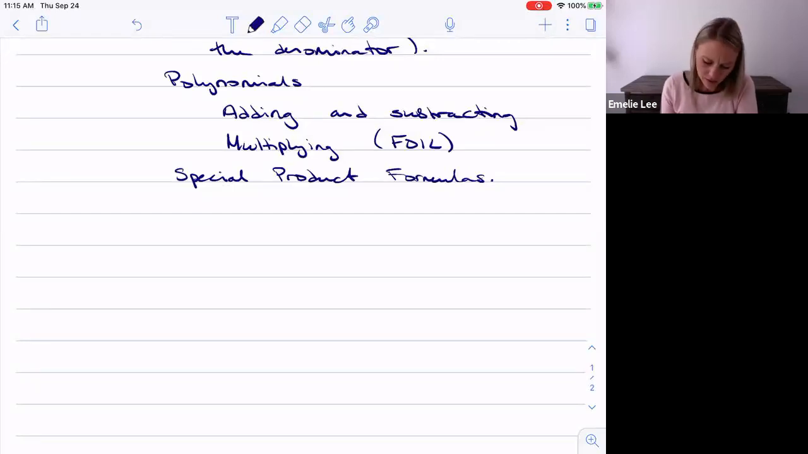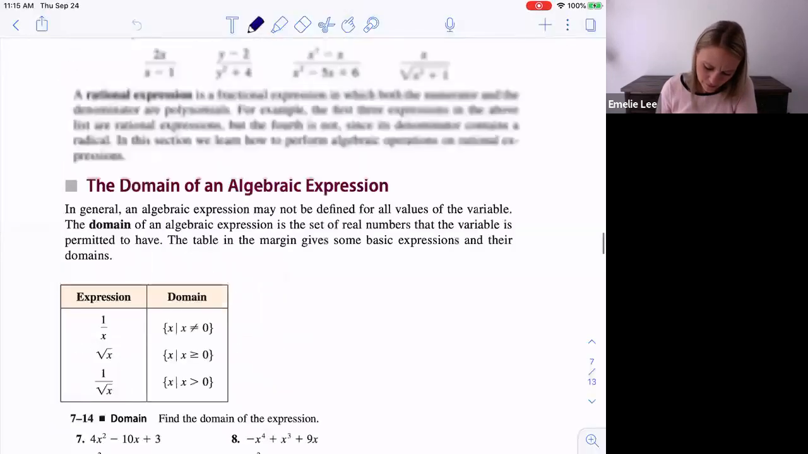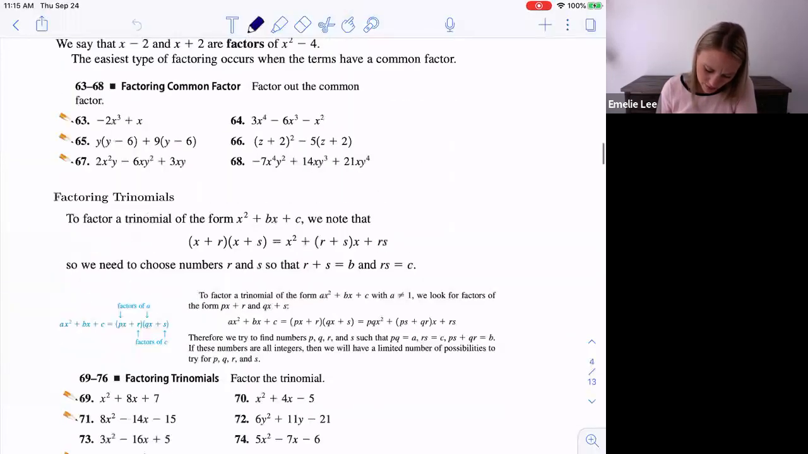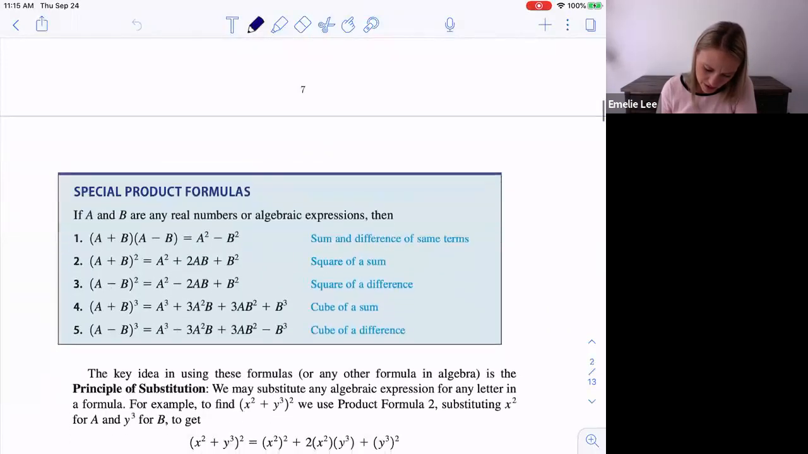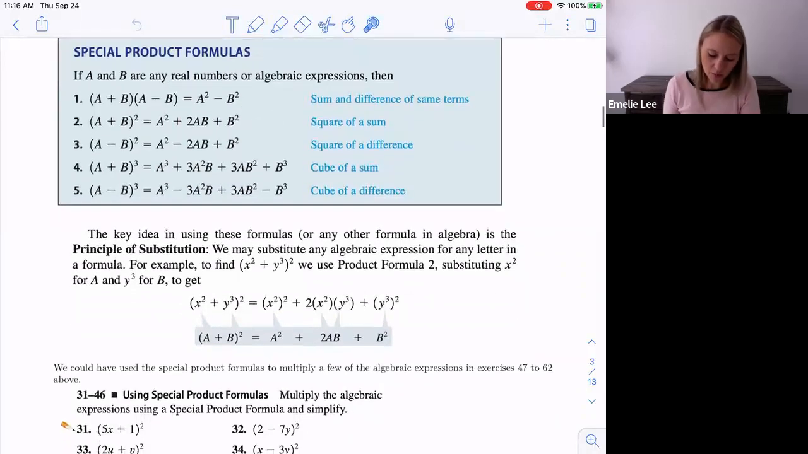So if we go to our notes, the ones I posted, the fundamentals part 2, we talked about these special product formulas, and I did give you the heads up that we're going to see these again, but kind of in reverse as the factoring formulas. So if you've scanned ahead in the notes, you'll see the special factoring formulas, but they look exactly the same, right?